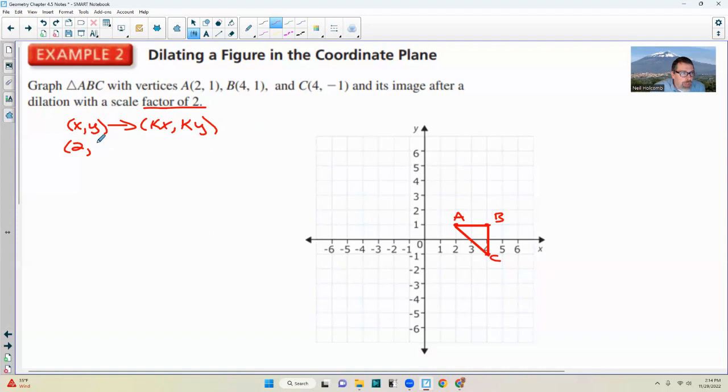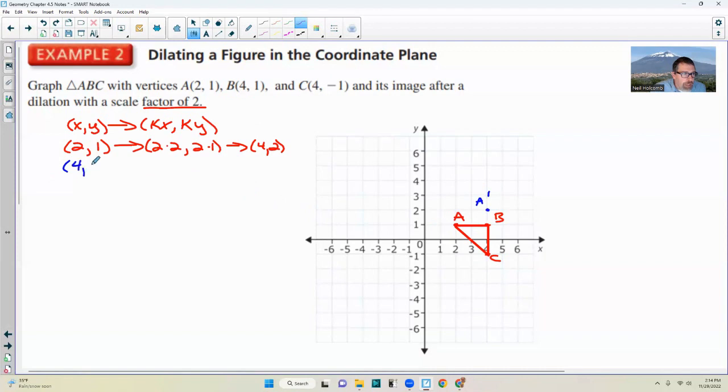So we have the point 2 comma 1, and our scale factor is 2, so 2 times 2 comma 2 times 1, which will give us 4 comma 2. So I'm going to go over 4 and up 2, and that is going to be A prime. Okay, I'm going to continue now with 4, 1.